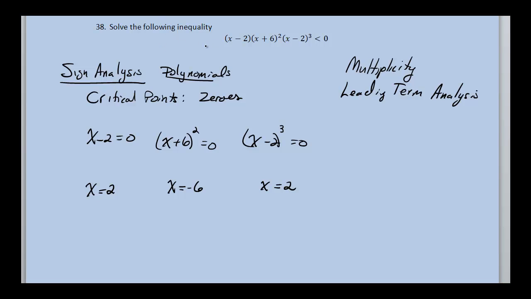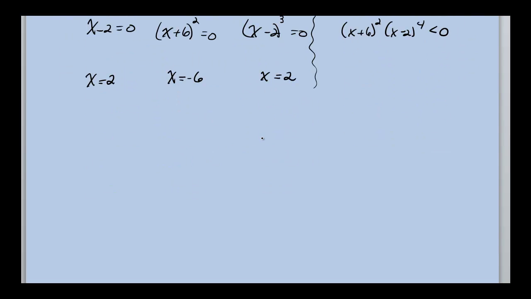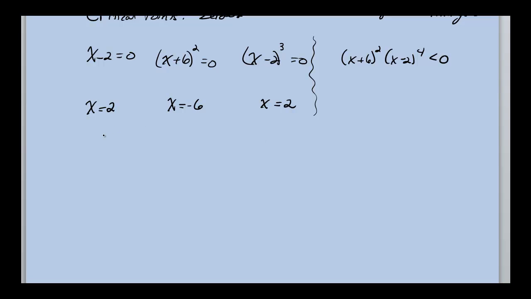So we have to be careful about this, because in reality what I really have is x plus 6 squared times x minus 2 to the fourth is less than 0. I can combine x minus 2 to the first times x minus 2 cubed, and we get x minus 2 to the fourth. So be careful about this. Now we're going to set up our factors.